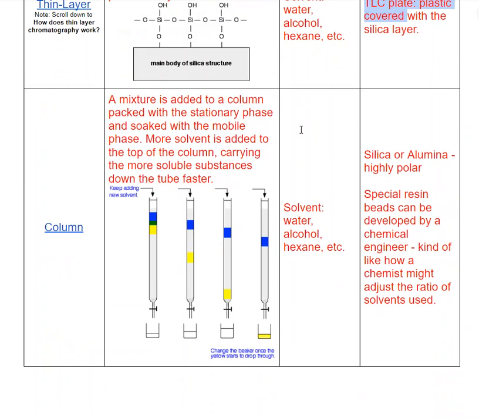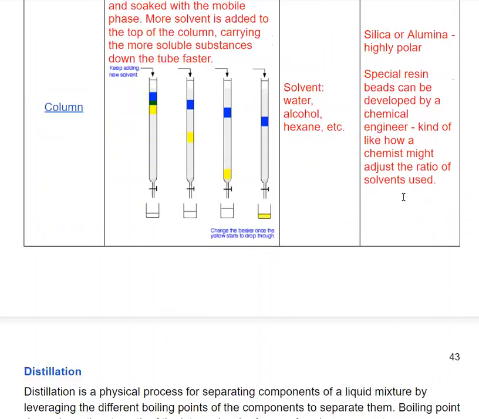In column chromatography, a mixture is added to a column that's packed with the stationary phase and it's soaked with the mobile phase. So we keep adding solvent, which carries the more soluble compounds down the column faster, and then we can catch those in a beaker. Usually the stationary phase is silica or alumina, which is highly polar. But again, we could engineer special resin beads that have very specific properties, kind of like how a chemist might adjust the ratio of solvents that are being used.